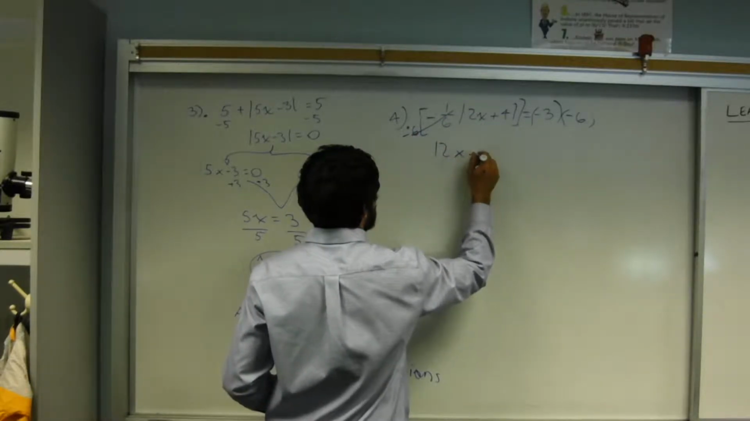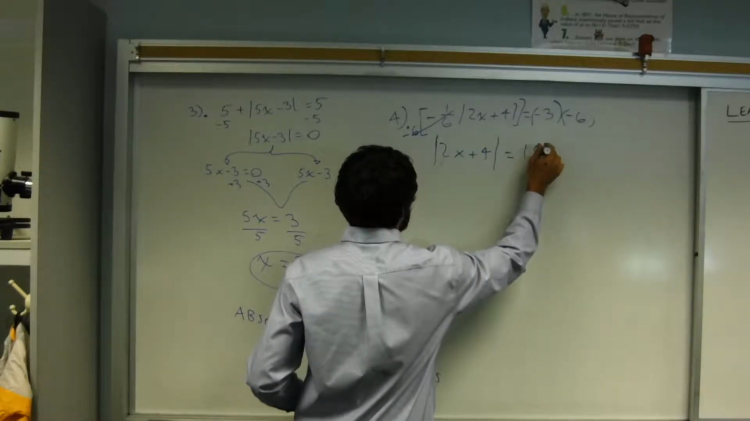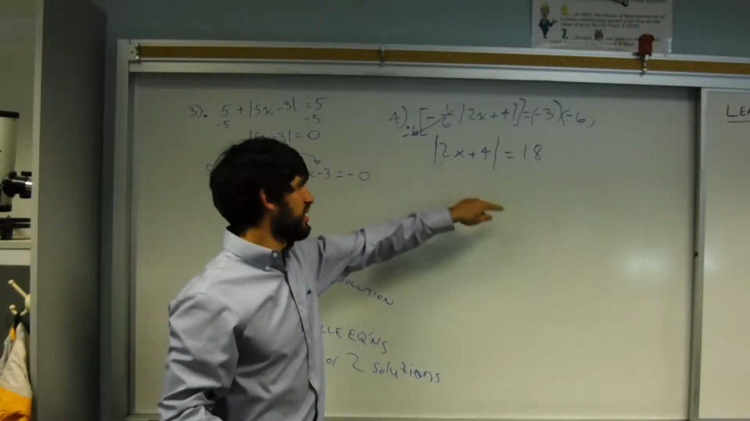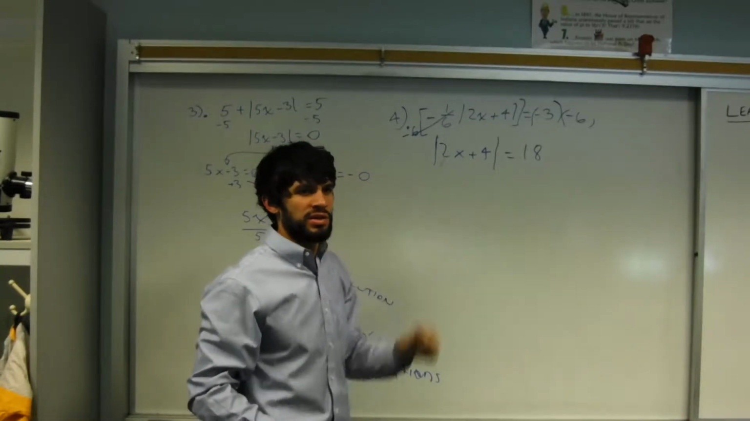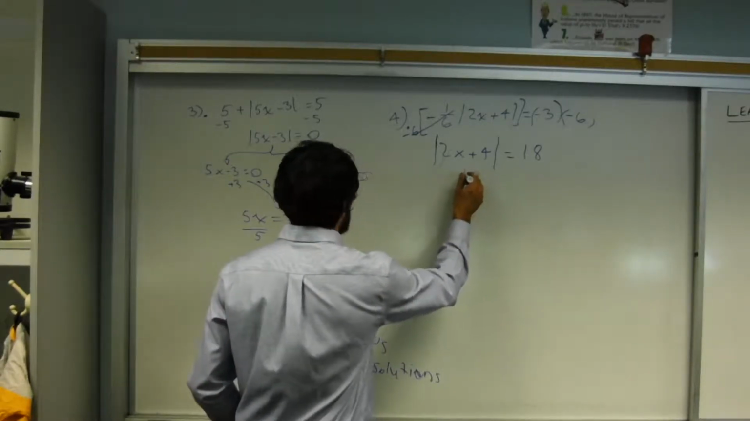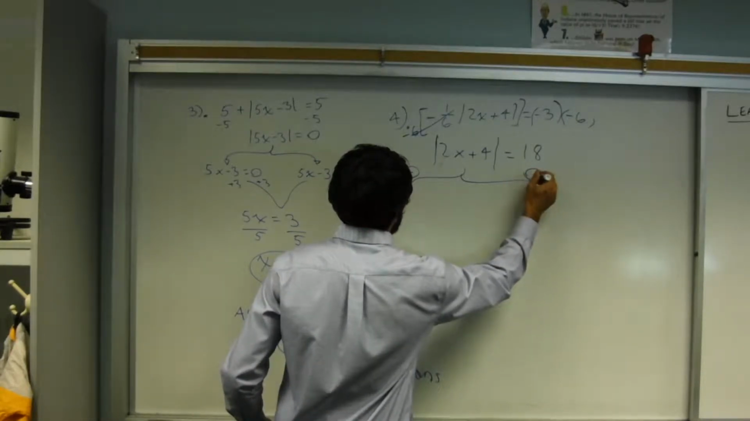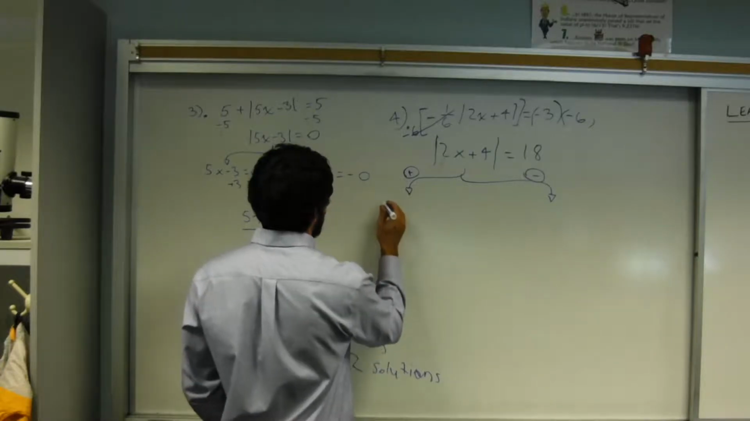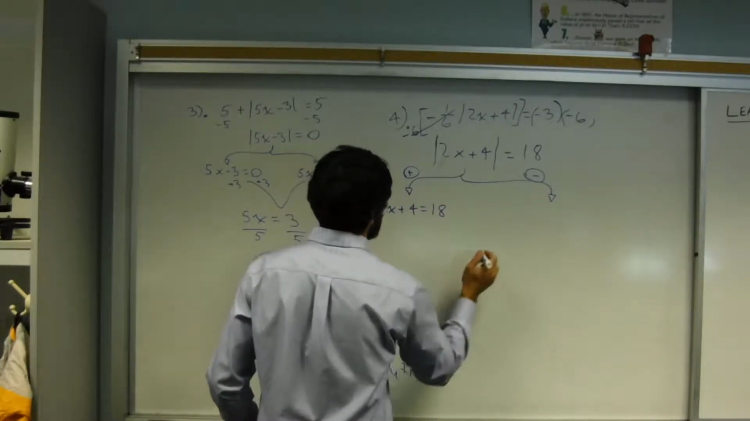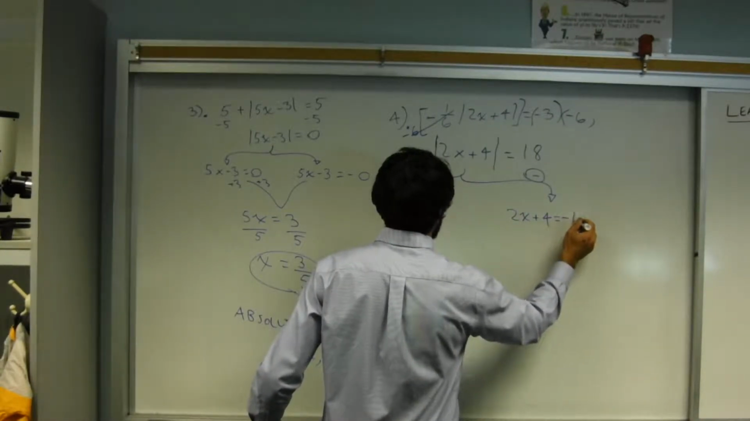We're going to get the absolute value of 2x plus 4 is equal to +18. And you notice now that we've isolated our absolute value, it's equal to a positive number. So that's good news. We're in business and we can keep going. So now we're going to split it into the positive case and the negative case. Positive case, we get 2x plus 4 is equal to 18. Negative case, we get 2x plus 4 is equal to negative 18.